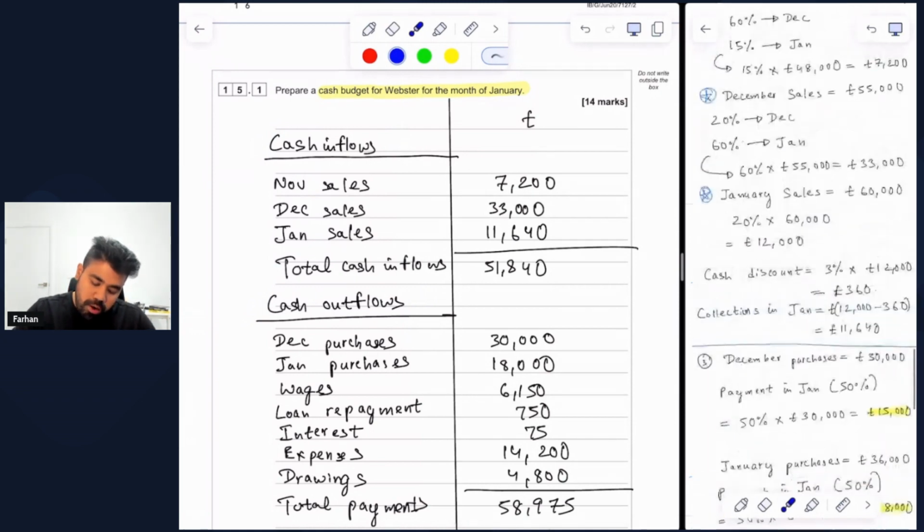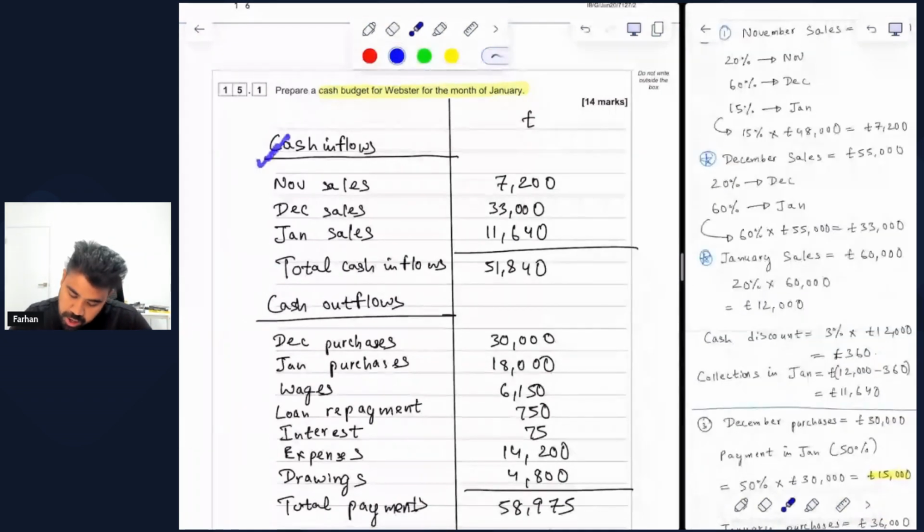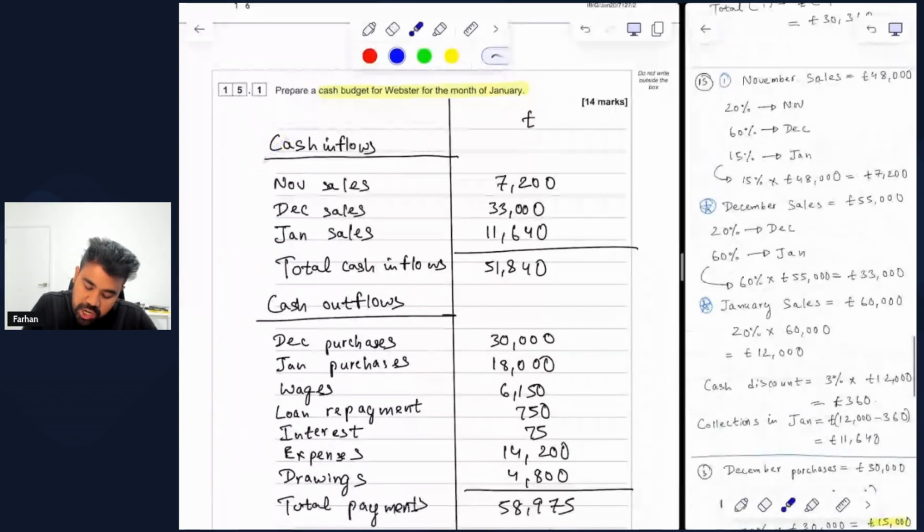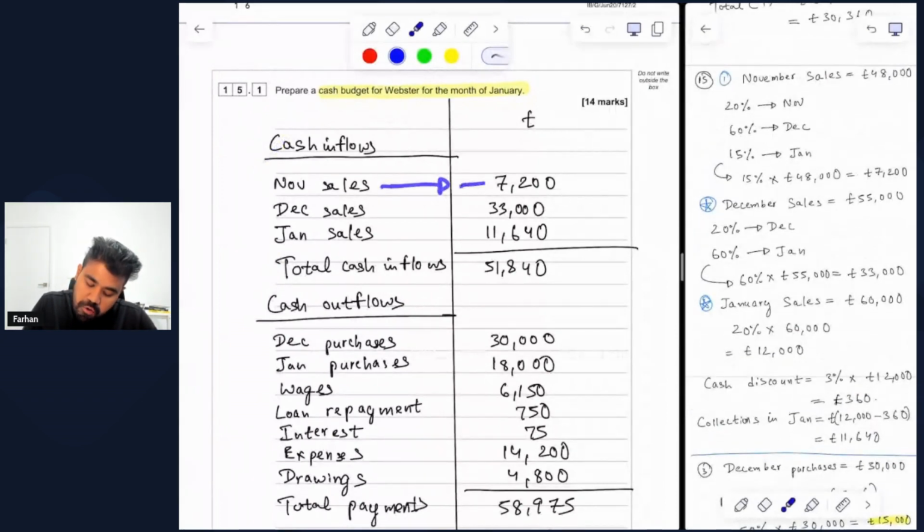So what are the 3 types of cash inflows we have here? First of all, we have the cash inflows for the sales that we have made in November, which is £7,200. And where did we get this number from? As you can see on the right hand side of the screen, that's where we got it from. The 15% that we will be collecting in January for the sales that we have made in November. Then we have done the same thing for December, which is £33,000, which refers to the 60% that we have collected in January for December sales.